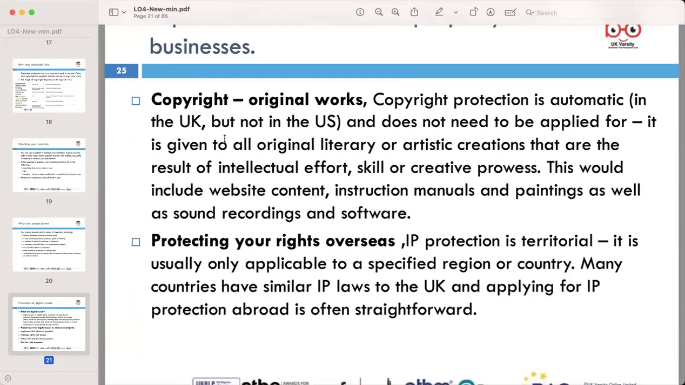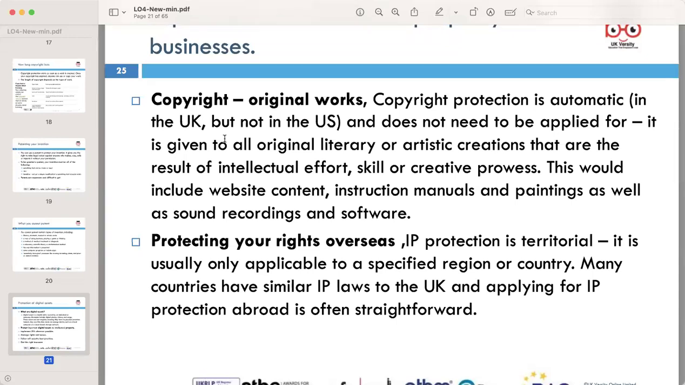Importance of intellectual property for business. So in the realm of intellectual property, copyright protects original works such as website content, instructions, manuals, paintings, sound recordings, and software. The protection is automatic in the UK, but not in the US, covering creations resulting from intellectual effort, skills, or creative powers.